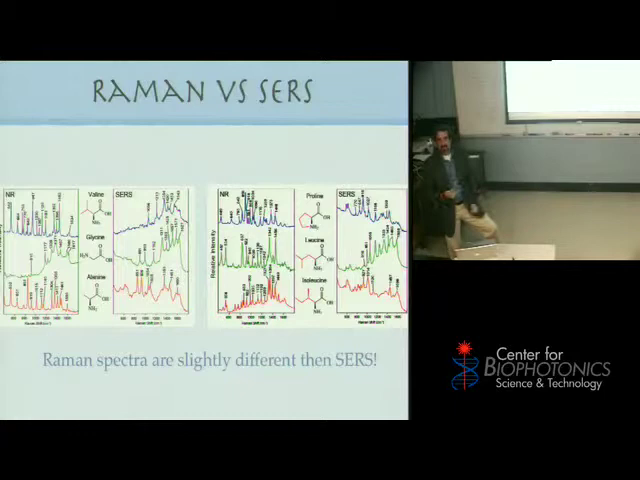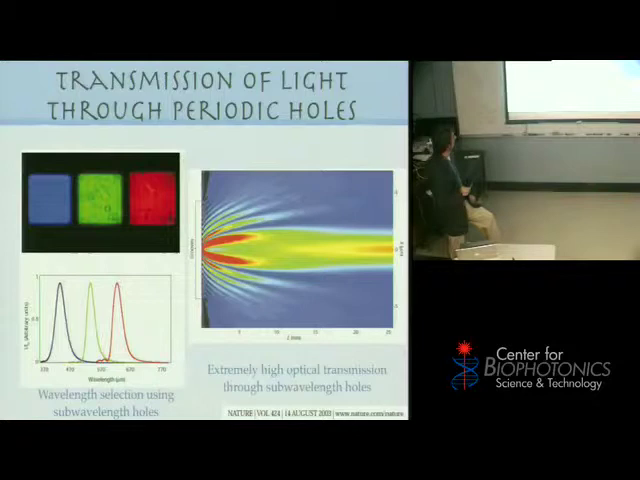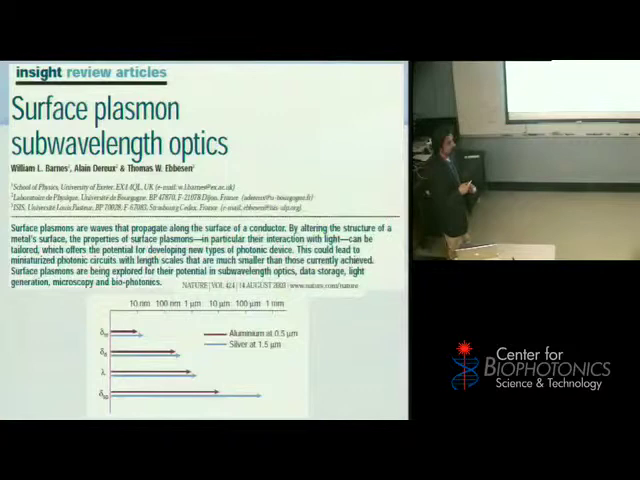Okay, so just a diversion. What else can you do with these metallic particles? For the biophotonics field, you can send light through periodic metallic holes and get different colors out of it. Or you can even start to design subwavelength circuits, electric circuits that are much smaller than the wavelength of light, using plasmons, basically using electric charges or these collective oscillations of the electron gas.